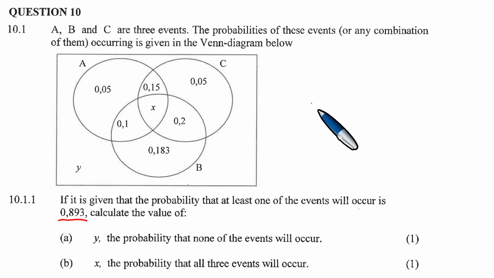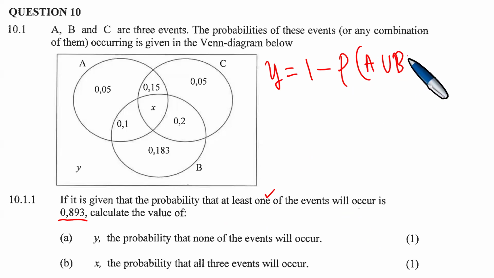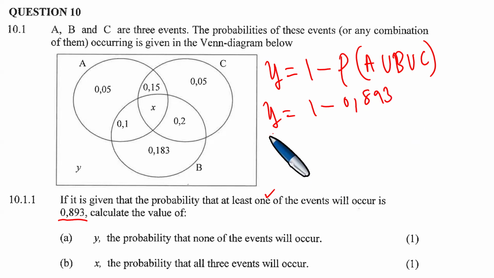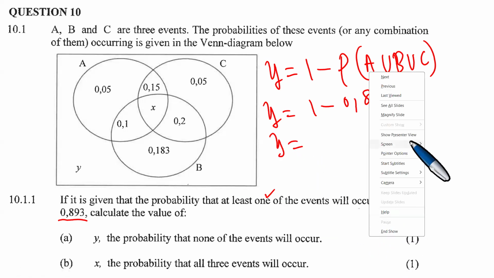I think we take the sample space, which is going to be 1, then we subtract 0.893. Yeah, well done. So you're going to realize that 1 is the complement of this. Y is 1 minus the probability that at least one of the events will occur, which is the probability of A or B or C, which is 0.893. Let's use our calculator to get the answer.